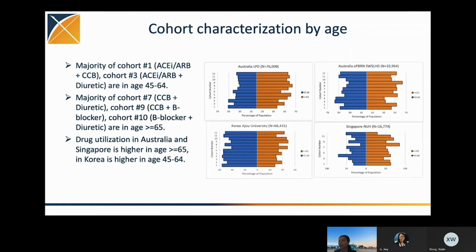The drug utilization in Australia and Singapore is higher in age 65 and above, whereas in Korea, the drug utilization is higher in age 45 to 64.